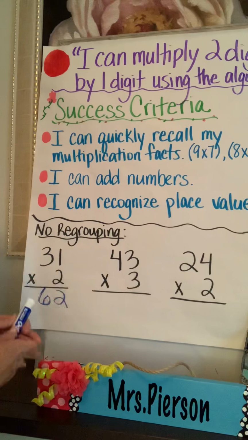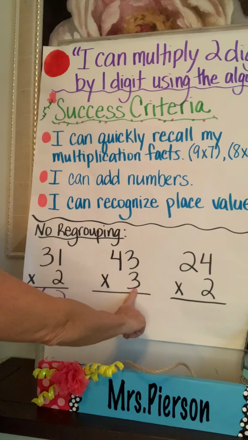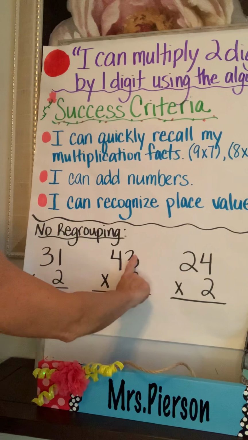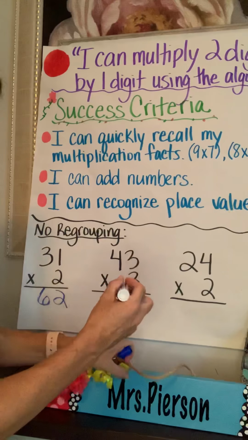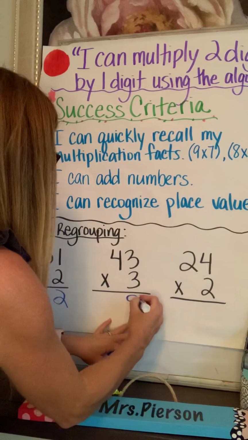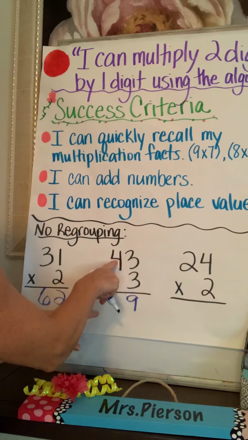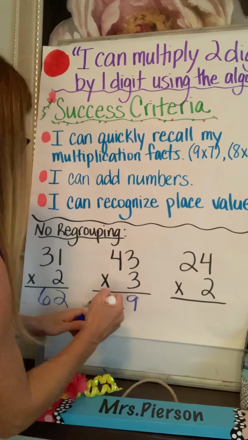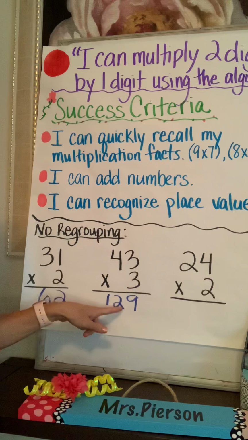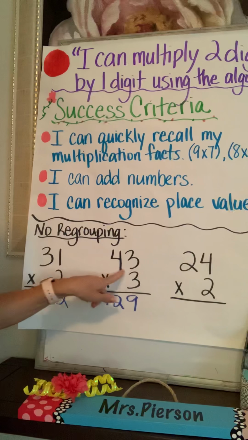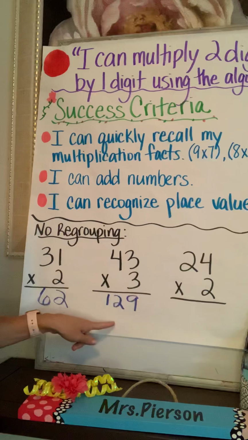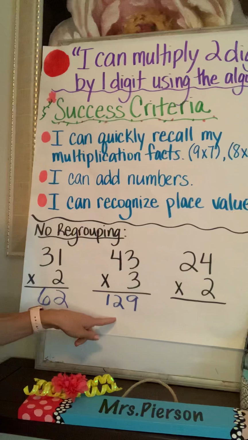Let's take a look at this one. Again, we're going to start with the bottom number always. We're always going to start with this location. 3 times 3 is 9. And now 3 times 4 is 12. So I have 129. Let's see if that seems reasonable. 43 is similar to 40. 40 times 3 would be 120. So we're pretty close. It's a reasonable answer.